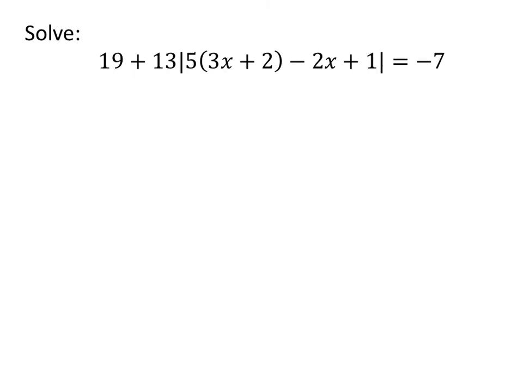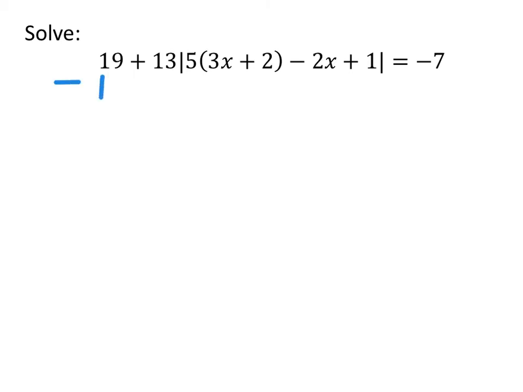But in any case, if you're still working on this thing, you're working way too hard, you guys. Let me show you. All right. So again, before you even look at the inside of that absolute value, please solve for the absolute value.